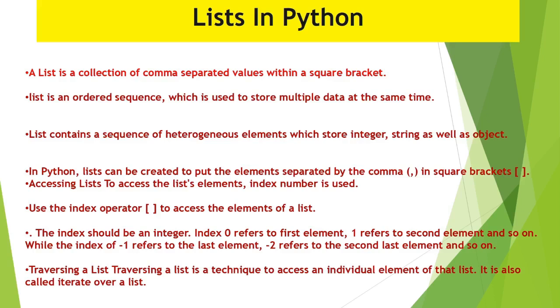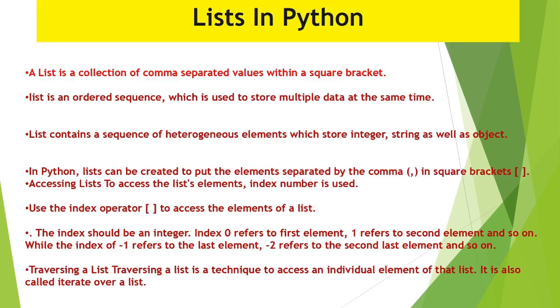Next is accessing a list. To access list elements, index number is used. So the indexing concept is there. We have to use the index number to access the elements from a list variable, and use the index operator to access the elements of the list. Index operator is which one? The square bracket start and square bracket close, and within them I need to write the index number to access the elements of a list variable.